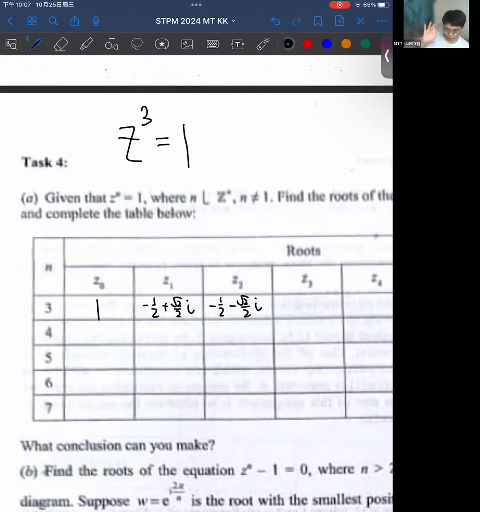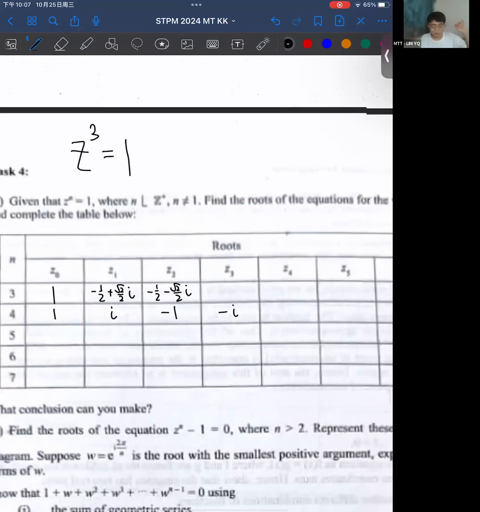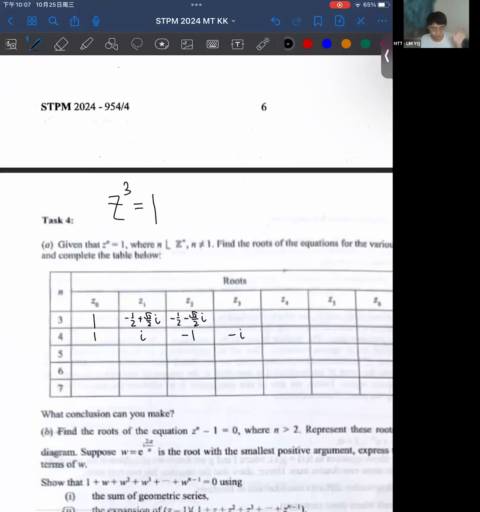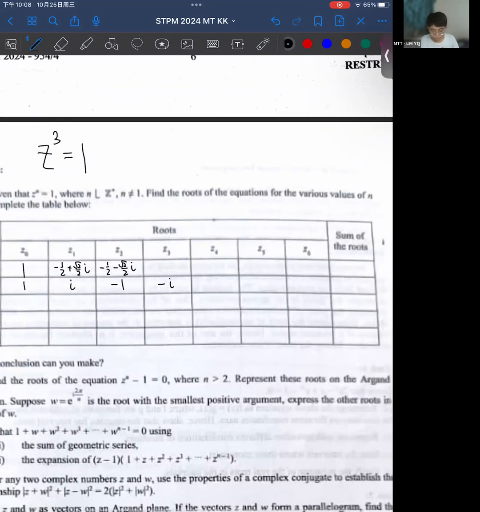For the roots of 4, z power 4 equals 1. The roots are 1, i, negative 1, and negative i. These are the 4 roots. And for 5, 6, 7, you verify by yourself. What is the value?